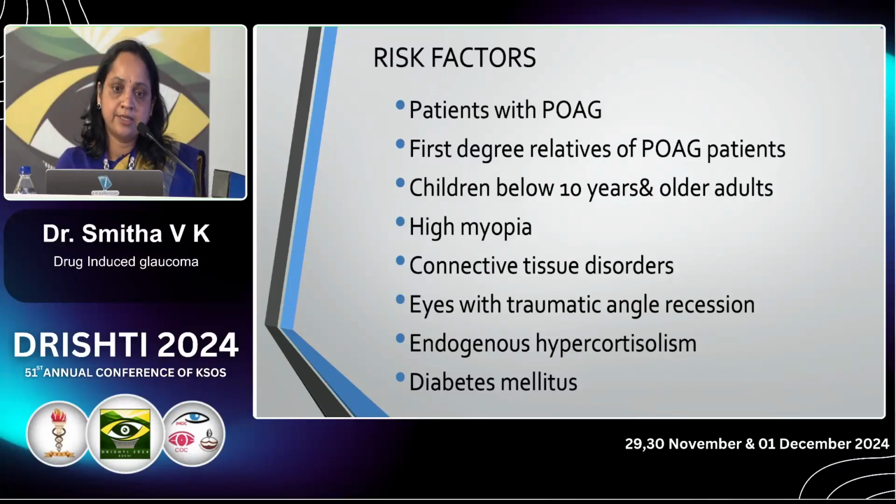The risk factors include patients with POAG, first degree relatives of primary open-angle glaucoma patients, children below 10 years, and older adults, high myopia, connective tissue disorders, eyes with traumatic angle recession, diabetes mellitus, etc.